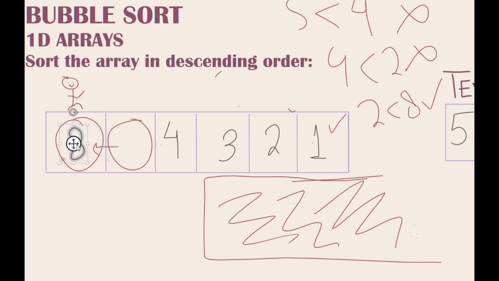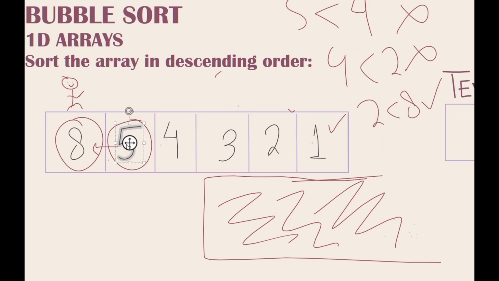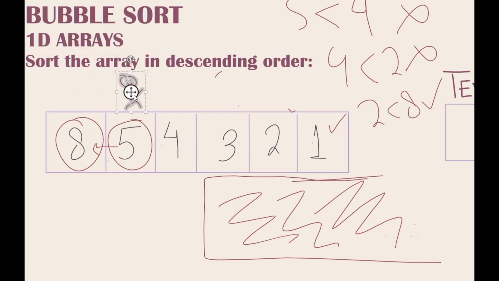Now it will compare it with 3. Is 4 less than 3? It's not, so it's false. So the man moves forward. Now we won't check the rest of the array because it's already sorted up till there. So this man is going to start from the first position again.